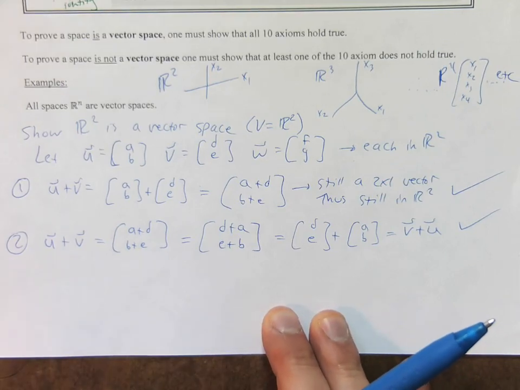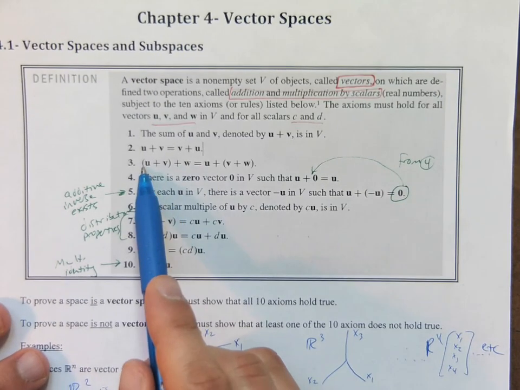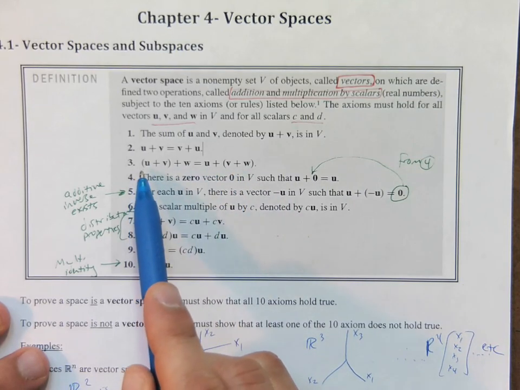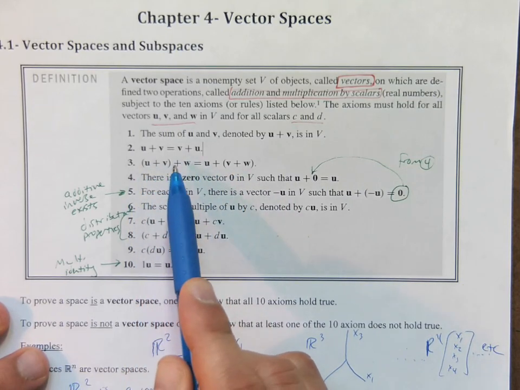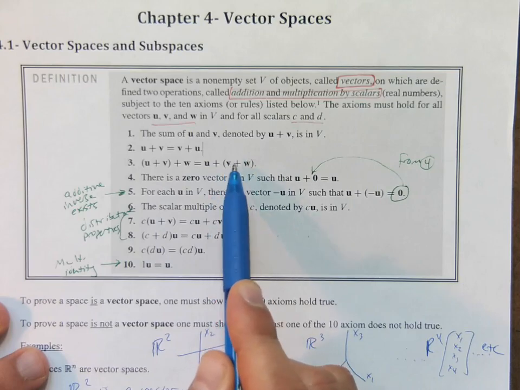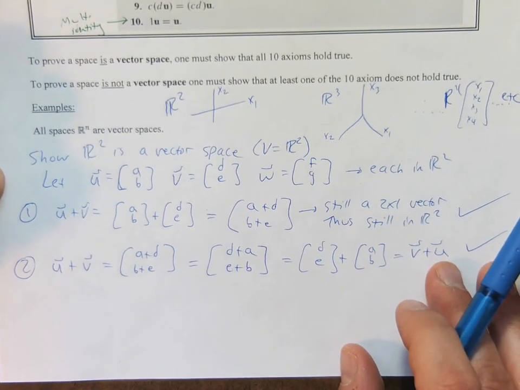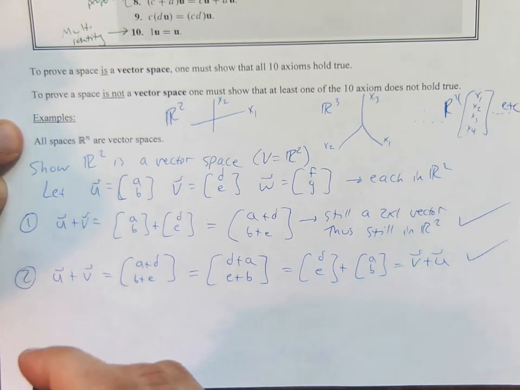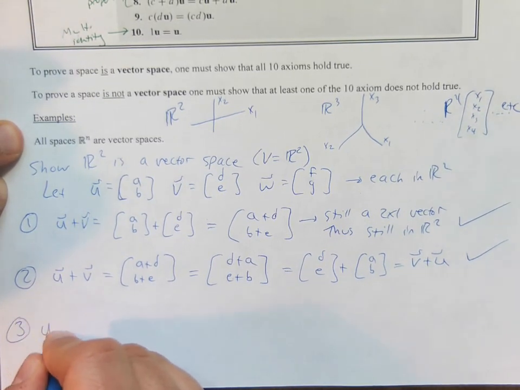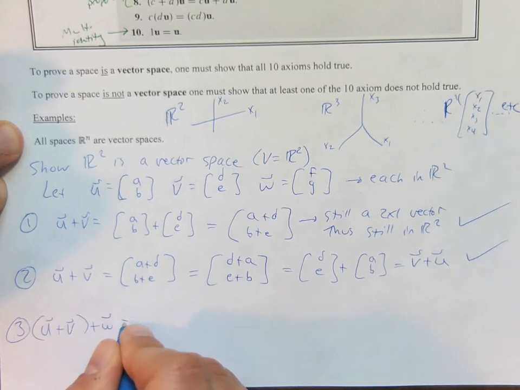The third property is very similar. We're going to change the order in which things are grouped. And so we're going to start with the left-hand side, but then we're going to regroup things, and then it'll end up looking like the right-hand side. And so for this one, we need u, v, and w. So let me do u plus v grouped first, plus w.